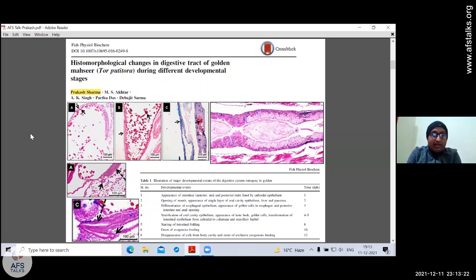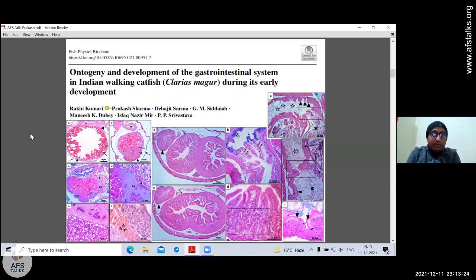And subsequently, I got an opportunity to work with another scientist, Dr. Rakhi Kumari from SIFA. So I got an opportunity in that work on Magur, the Indian walking catfish.